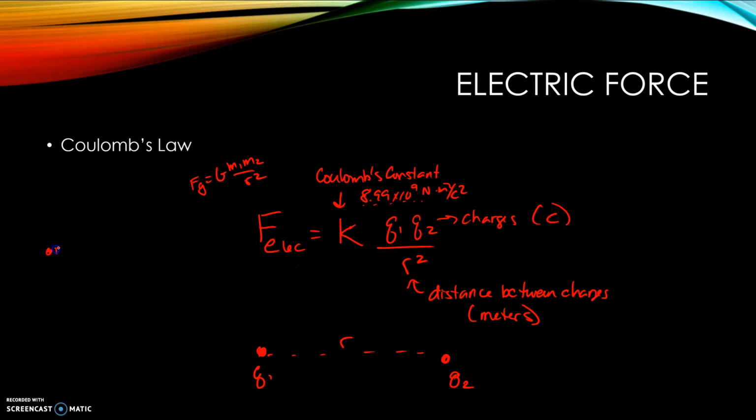This is an inverse square law. So it's proportional to 1 over r squared. So once again, if we double the distance between the charges, the force will go down by 4. If we cut the distance to 1/3 of what it was before, then the force will increase by 9. So it's always 1 over the distance between them squared. Okay, so how do we use this?